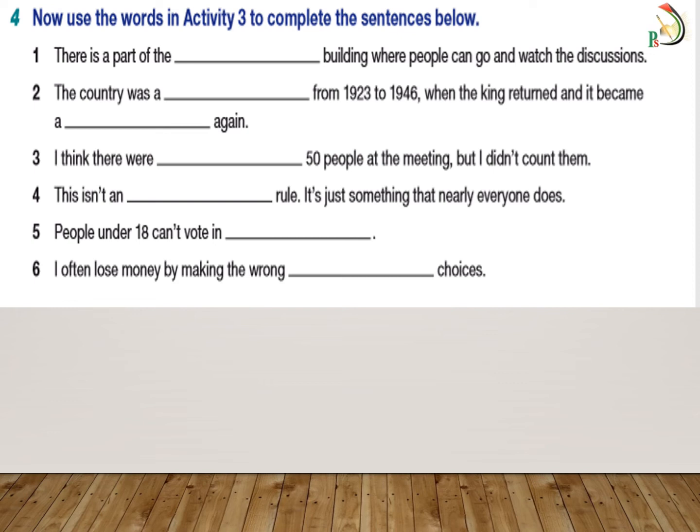The first one, there is a part of the parliament building where people can go and watch discussion. Number two, the country was a republic from 1923 to 1946 when the king returned and it became a monarchy again. Number three, I think there were approximately 50 people at the meeting, but I didn't count them.